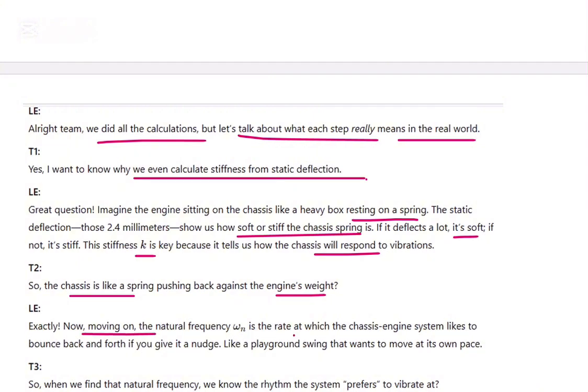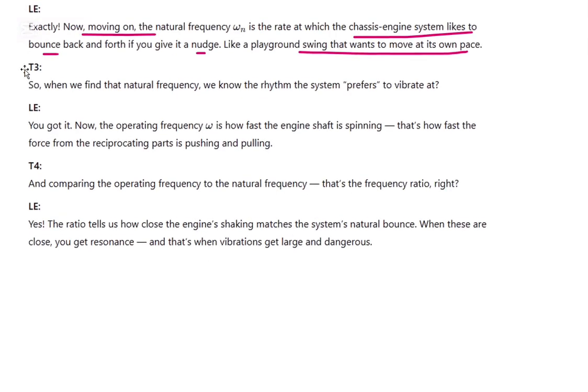Now moving on to the natural frequency, that's the rate at which the system wants to vibrate, bounce back and forth and bounce back and forth. If you give it a nudge, like a playground swing, it wants to move at its own pace. So when we find the natural frequency, we know the rhythm the system prefers to vibrate at, right?